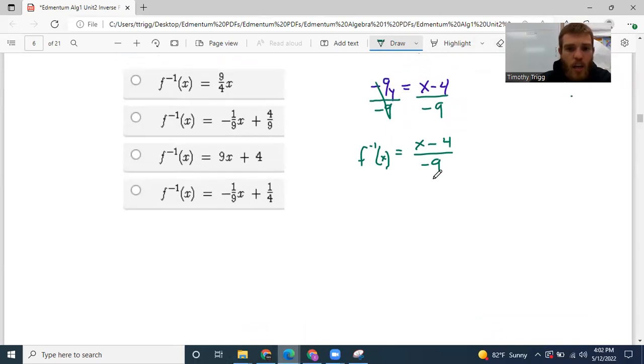Okay. Here they split this into 2 fractions, it looks like. So that would be negative 1/9 x. And then negative over negative makes that positive 4/9.